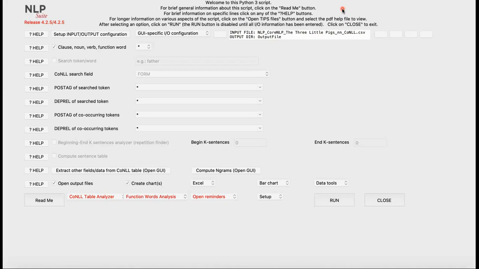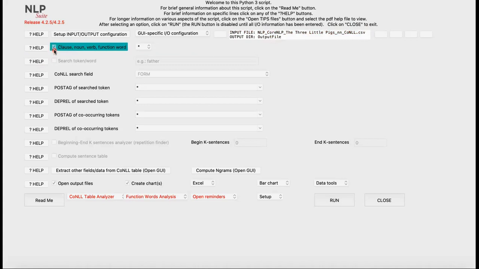In this video, we will show how to use the CoNLL Table Analyzer GUI. This GUI conducts a more detailed analysis on a corpus by looking at the parts of speech, dependency relations for words, and co-occurring words in the corpus. It also offers sentence analysis, a repetition finder, and the ability to analyze specific words in the corpus using the search function. The input for this GUI is a CSV file, and the CSV file in particular will be a CoNLL table. The CoNLL table is produced by the Stanford CoreNLP Parser.